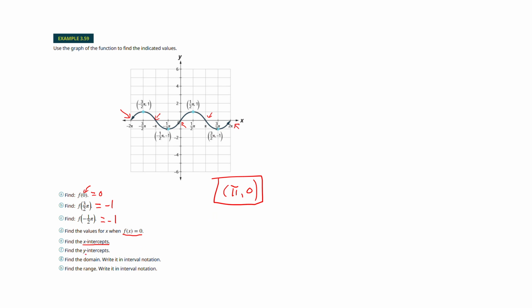Okay, y-intercepts are where we hit the y line. That's where x is 0. So if x is 0, where do we hit the y line? We actually already found that as well. That's the point (0, 0).